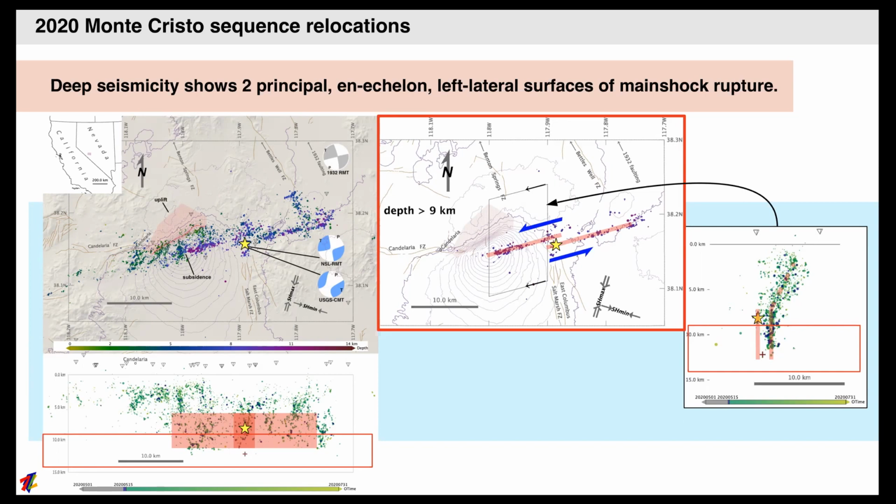So I start with the deepest seismicity, below 9 kilometers. Basically this seismicity shows two principal en echelon left lateral surfaces, quite linear, which are interpreted as being the locus of the main shock rupture. They also agree with the overall trend of the seismicity and focal mechanisms such as CMT moment tensors, where the more east-west plane with left lateral strike slip motion is considered the main shock rupture. This deep seismicity and these two principal main shock rupture surfaces show up in the section view on the right as two near vertical planes. The section here only intersects the western of these two surfaces.